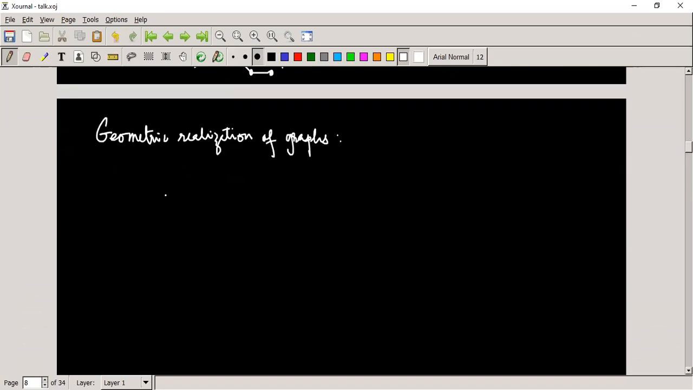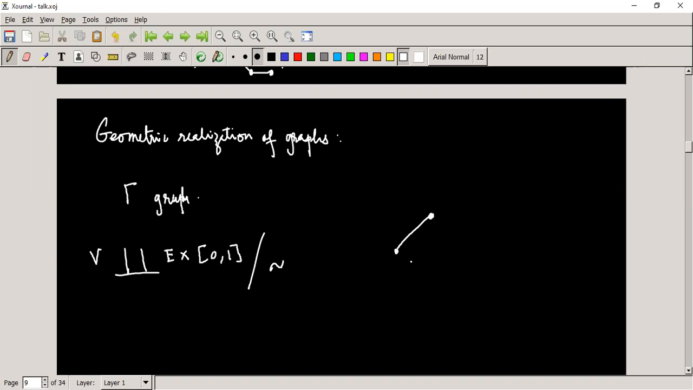So, geometric realization of graphs. I didn't write it, but let's write it. What is the geometric realization? Let's say gamma is a graph. The geometric realization is just what you'd expect. You take a disjoint union of the vertices and the edge set cross 0, 1, and then you glue up appropriately to get basically a real life version of the graph instead of just some combinatorial data. You get a topological space where each of these edges is a copy of the interval, and each of these vertices is an actual point.